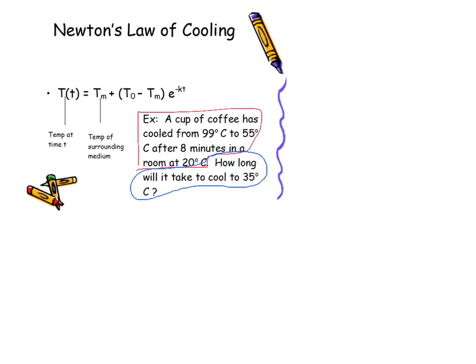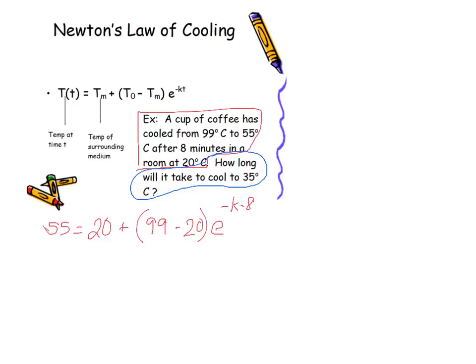Using all the information in pink, we have a cup of coffee that cooled from 99 to 55. My ending temperature is 55 then, after 8 minutes in a room at 20 degrees, so my surrounding medium is 20, plus, in parentheses, the initial temperature was 99, minus the surrounding medium, e to the negative K, and it took 8 minutes to do it. Right there. Now you have to start peeling stuff away to get to that K.